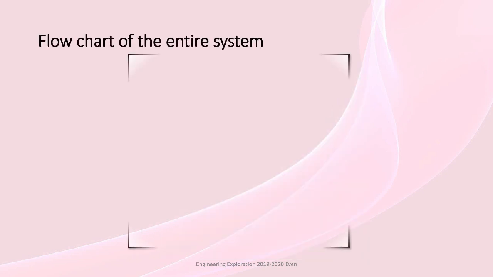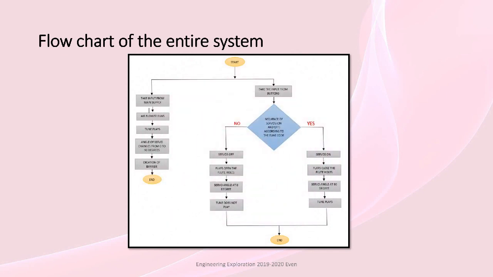Flowchart of the entire system. The air blower takes the input from the main supply and starts blowing, and the tune plays. After the completion of the tune, the servo motor angle changes from 0 to 90 degrees, leading to the closure of the blowhole, and the barrier is created. Hence, the tune stops playing.